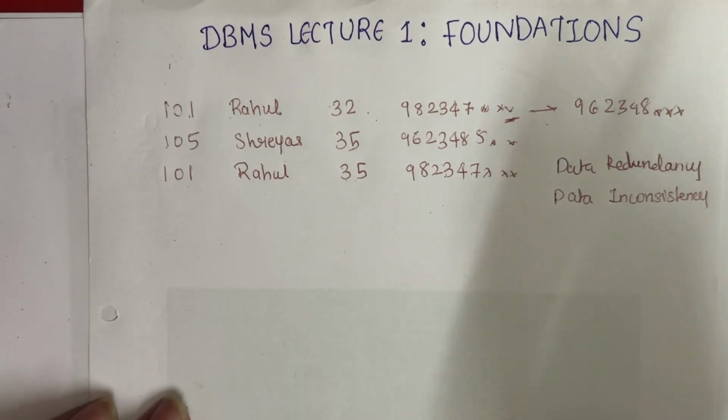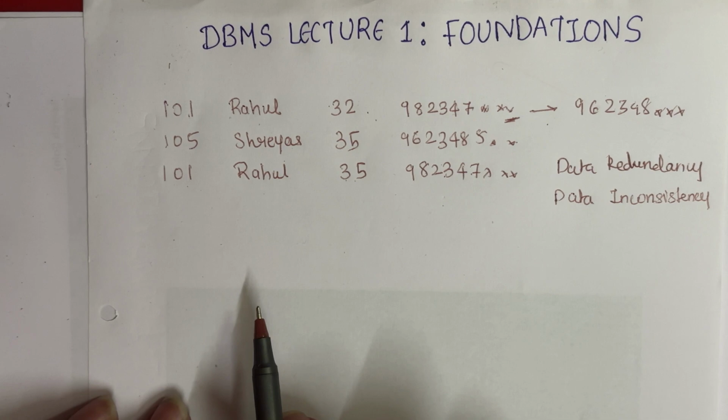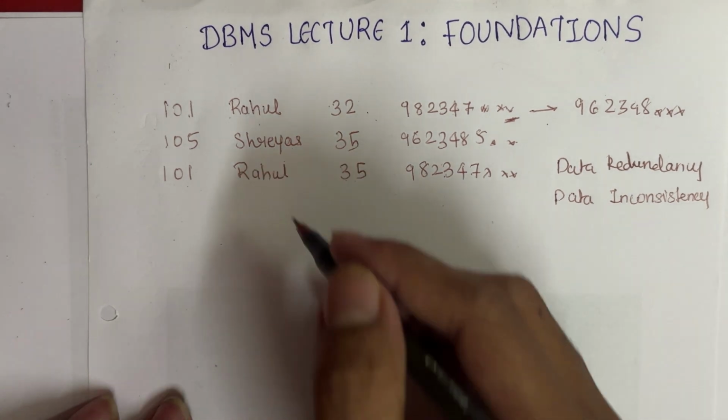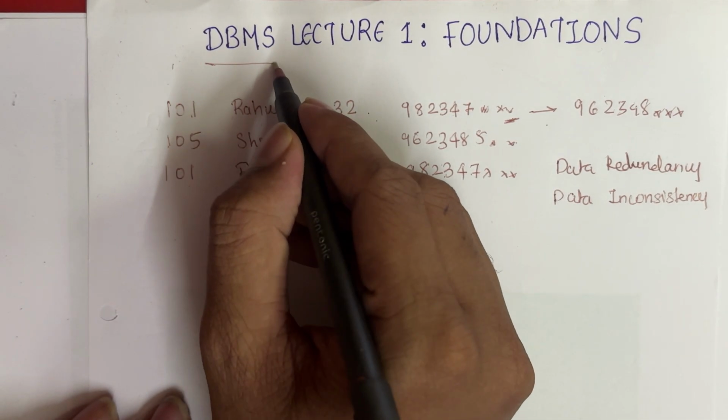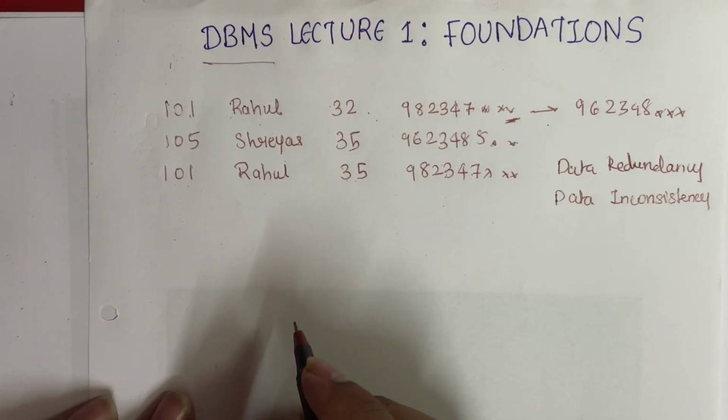On top of that, anyone who walks past the warden's desk and looks at this text file can see private phone numbers. There is zero security and zero data isolation. This absolute chaos is the exact reason software engineers abandoned files and built something called DBMS. So what is DBMS? It is nothing but a database management system.